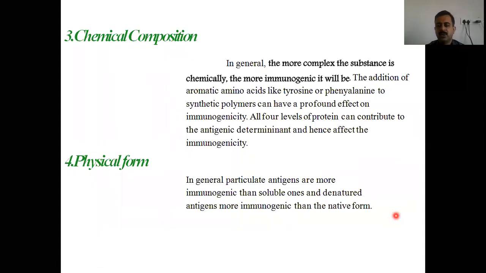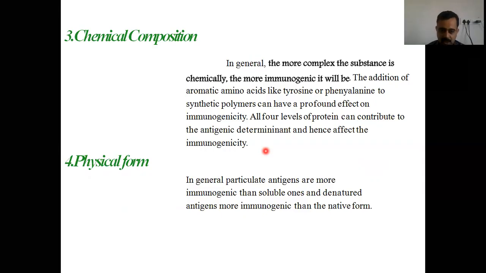Chemical composition. In general, the more complex the substance is chemically, the more immunogenic it will be. The addition of aromatic amino acids like tyrosine and phenylalanine to synthetic polymers can have a profound effect on immunogenicity. All 4 levels of proteins can contribute to antigenic determinants and hence they affect immunogenicity. So the complexity of that particular chemical is said to be one of the important parts.